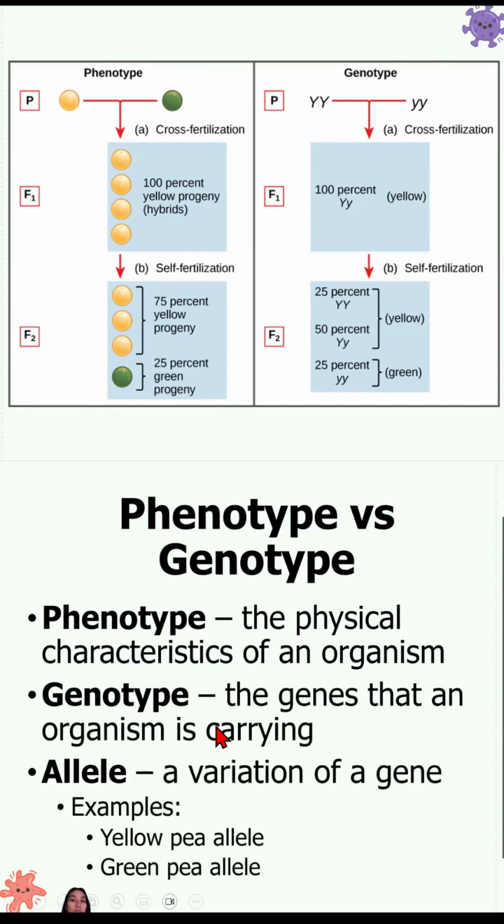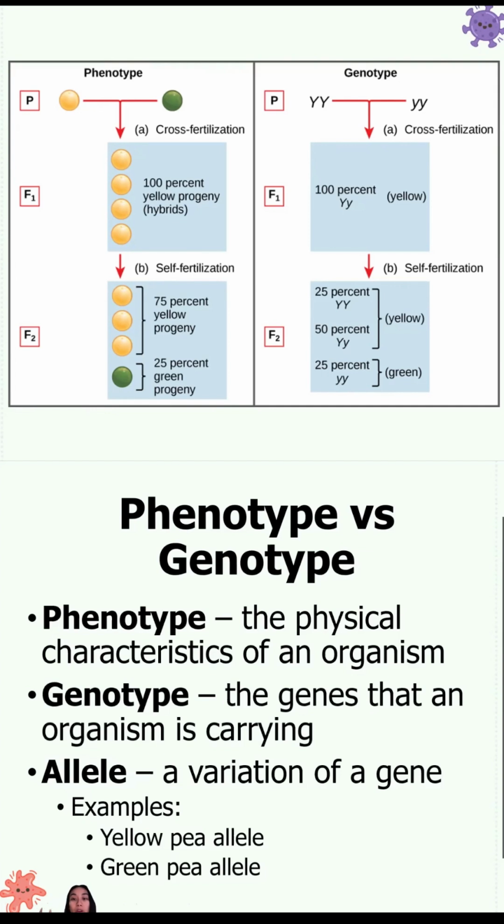And what he was really looking at, or kind of trying to understand, is this concept of an allele. So an allele is a variation of a gene. So we know that genes are segments of DNA that code for something, and an allele is a variation of that gene.